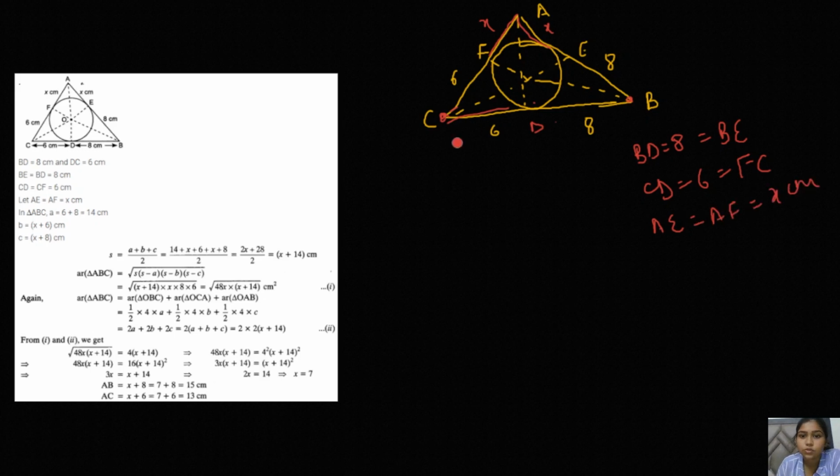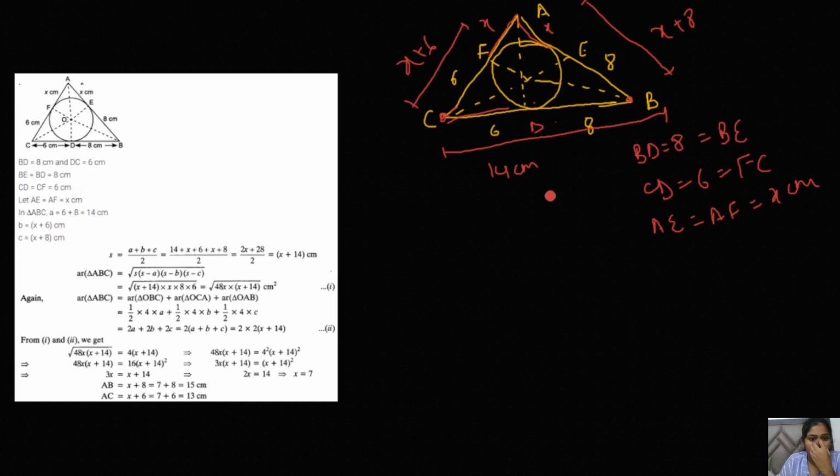This whole side is already given, so let it be 14 centimeters. Let this whole side be x plus 6 and this whole side be x plus 8 centimeters. I hope that's clear to you now. So basically you have to solve this question. You have to find out the sides.